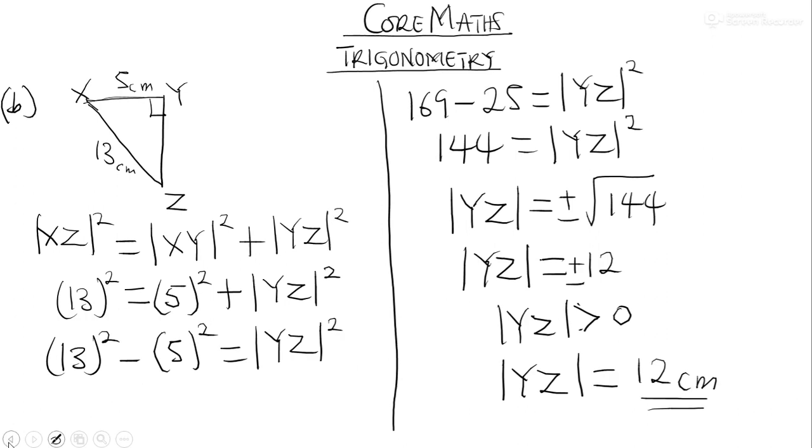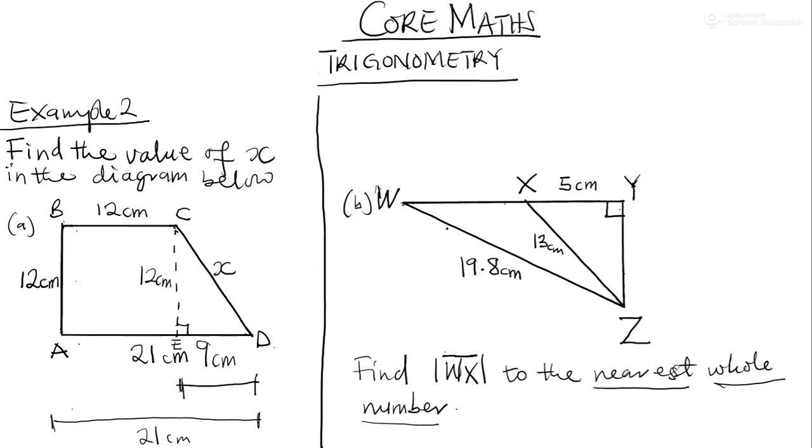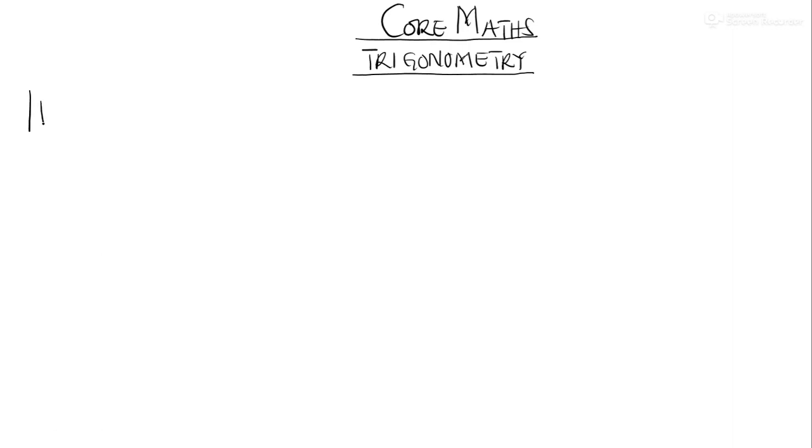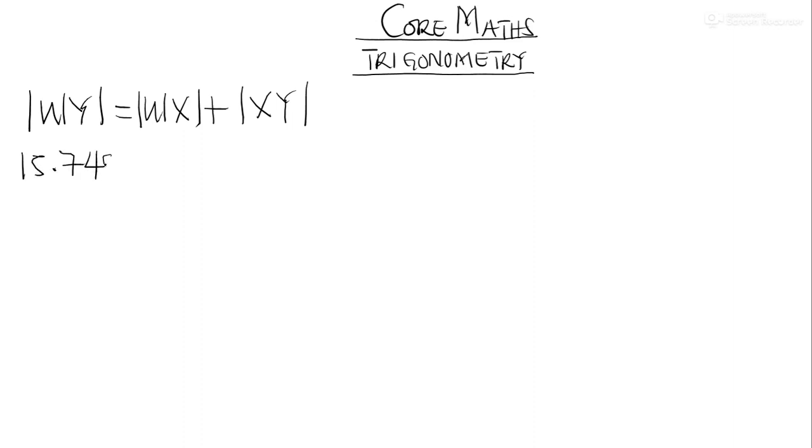Good. But we are not done. So let's go back. We found Wy, but the question said we should find what? Wx. Okay. So we know that Wy is what? Wx plus what? Xy. Okay. So let's put down the relation for Wx. Wy is equal to Wx plus Xy. Good. So we found the Wy to be 15.7492857. So you have to use the raw value. Then we maintain our Wx, plus Xy was given as 5.